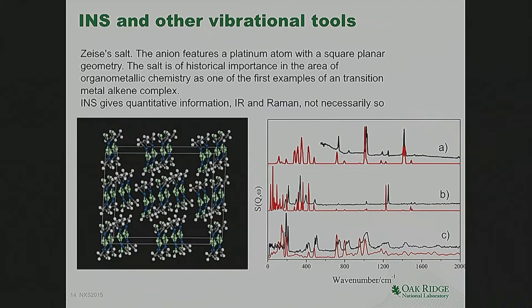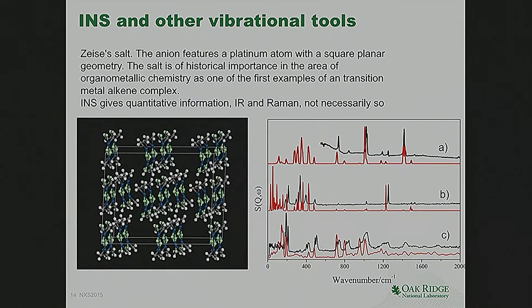So how does inelastic neutron scattering compare when you look with different vibrational tools? Well, this is a simple example taken from the literature, which is a cesium salt. I have to disclose I'm a physicist, not a chemist, so I don't know much about this, but one of my friends told me that this was very important in organometallic chemistry. This is essentially the structure of this material, and this is what you get if you do infrared, Raman, and inelastic neutron scattering spectra.